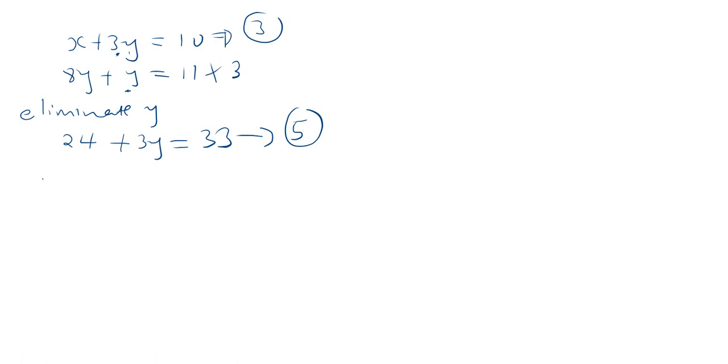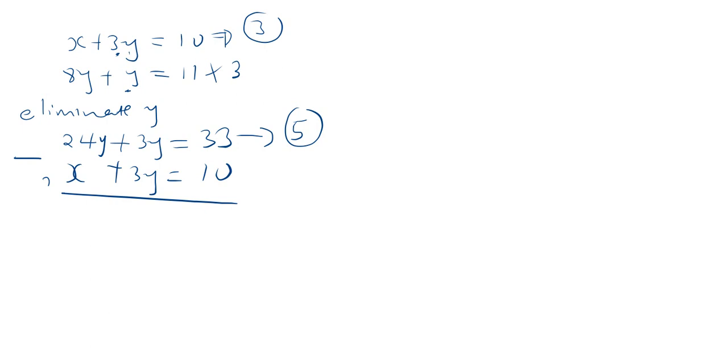So let's write it, and you can always check which equation should be subtracted from the other. So in this case, we subtract equation 3 from equation 5. So we have x plus 3y, this gives us 10. So we subtract these two. 24 minus, just a minute.